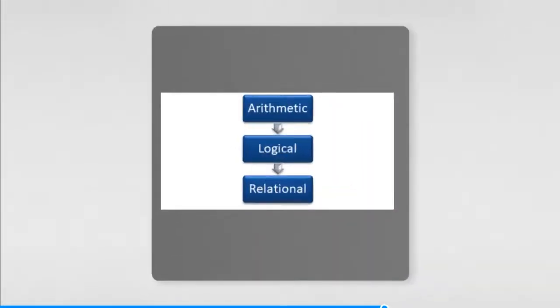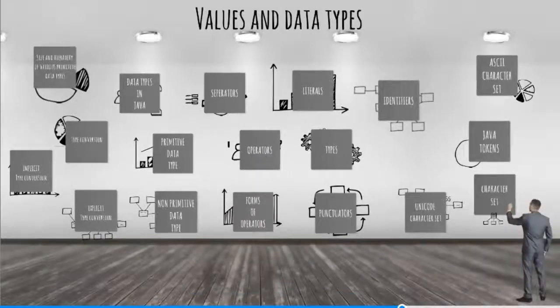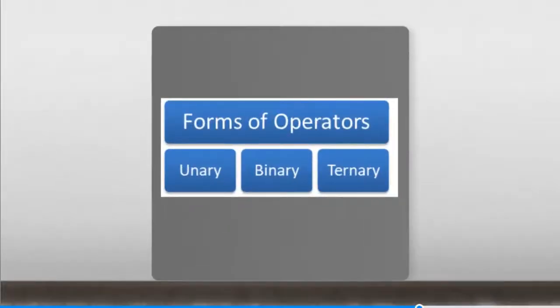Operators. We have arithmetic operators, logical operators, and relational operators. And the forms of operators are unary operator, binary operator, and ternary operator.